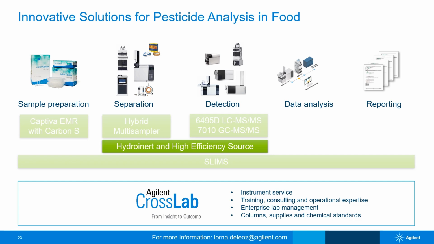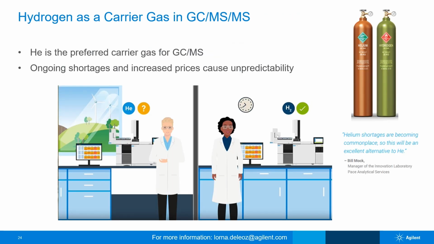Next, I want to talk about hydrogen as an alternative carrier gas for GC-MS analysis of pesticides. There is no doubt that helium is the preferred carrier gas for GC-MS and GC-MS/MS analysis. However, ongoing shortages and increased prices for helium cause unpredictability. As a result, we start looking for alternative carrier gases, and hydrogen is often considered to be the best alternative.